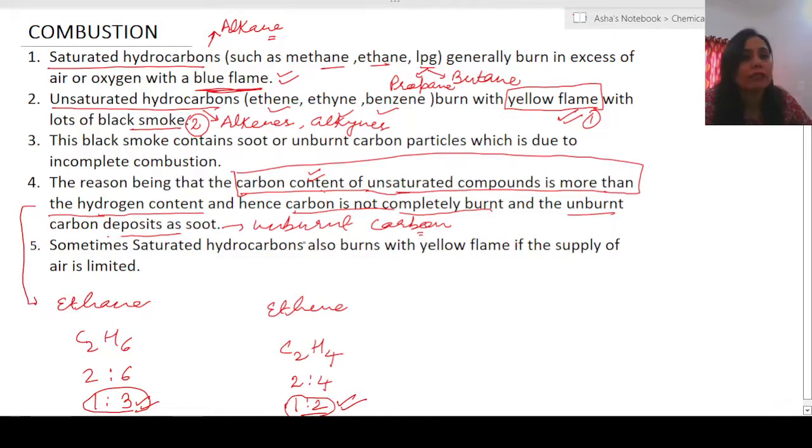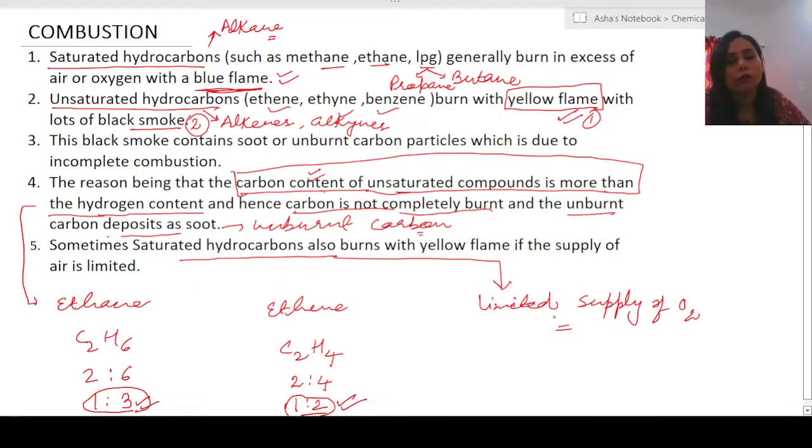Okay, and sometimes we also see that saturated hydrocarbons burn with a yellow flame, but that is when they are burning in a limited supply of oxygen. A very good example is the burners in your home. You have all seen gas burners like this, and they have holes here.